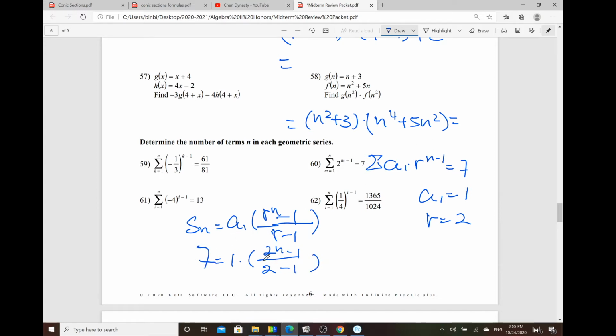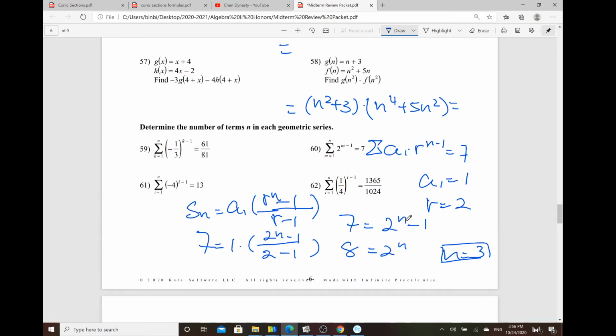2 minus 1, that's 1, so 7 equals 2 to the power of n minus 1, so 8 equals 2 to the power of n, so n equals what? 3. 62, that's quite similar, so just follow the same kind of technique.